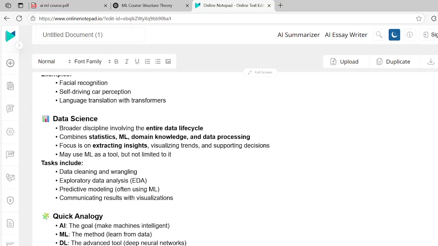Finally, we have some quick analogy. AI, the goal, makes machines intelligent. Machine learning, the method, which learns from data. Deep learning, the advanced tool, deep neural networks, for example. Then we have data science, the process, extracting meaning from data using ML among other tools. Alright. So data science is simply a process where we are extracting meaningful data, and we might use ML for that, and we might also use some other tools.